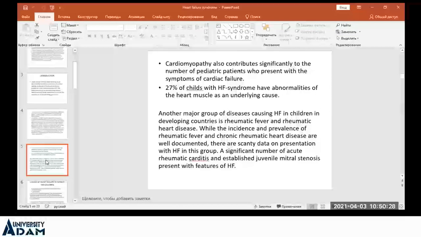Cardiomyopathy also contributes significantly to the number of pediatric patients who present with the symptoms of cardiac failure. 27% of children with heart failure syndrome have abnormalities in the heart muscle as an underlying cause.